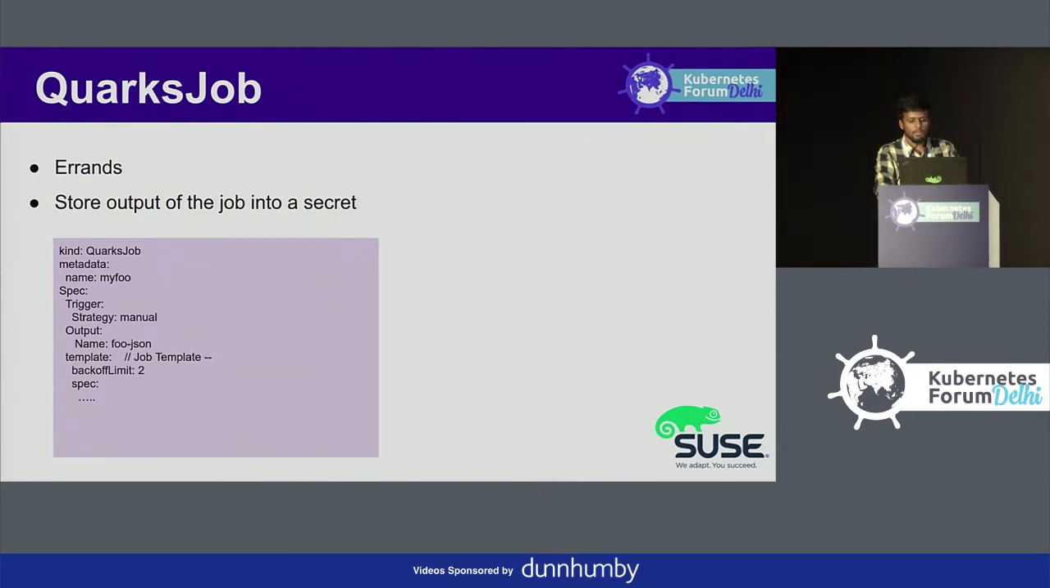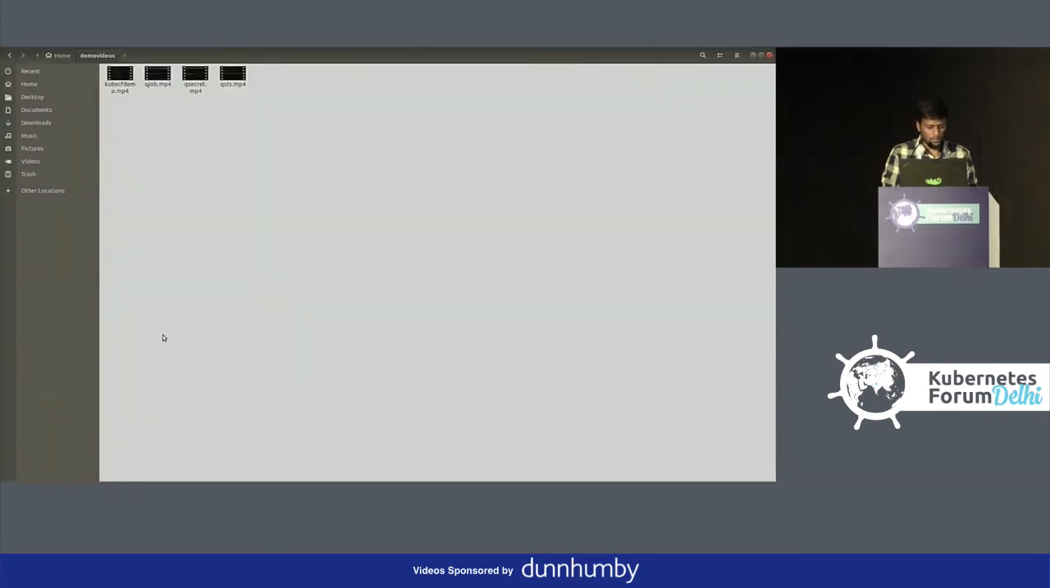The additional features here are that we support errands and storage of the output of a job pod in a secret. Errands are basically one-time tasks which a developer can run anytime. As you can see in the image, it has 2 extra fields, trigger and then output. And the rest of it is a job template. Let's see a quick demo of this.